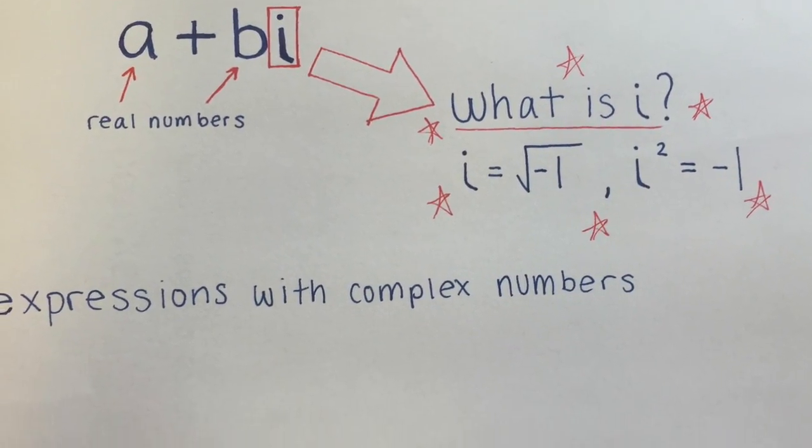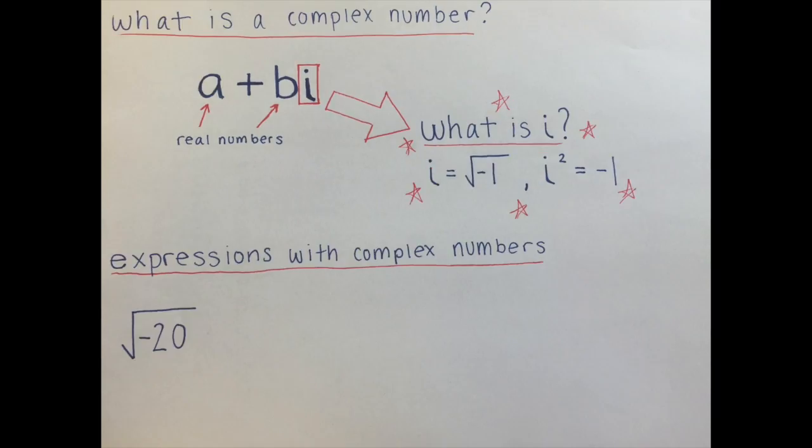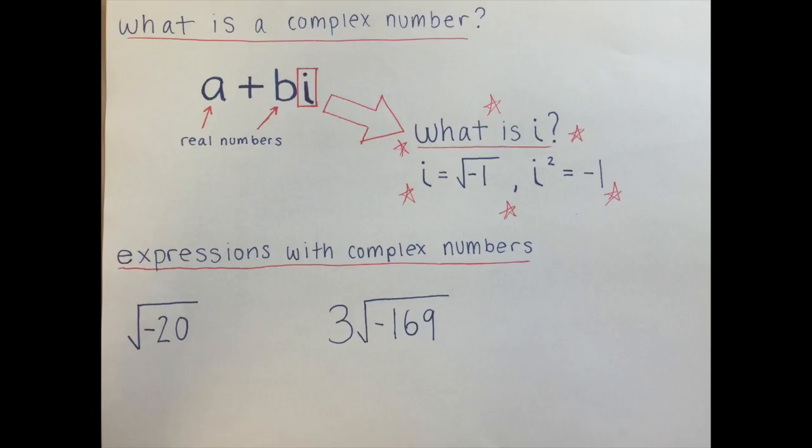Now we're going to try to tackle some expressions with complex numbers. First, we're going to try the square root of -20. Then we're going to try 3 root -169.